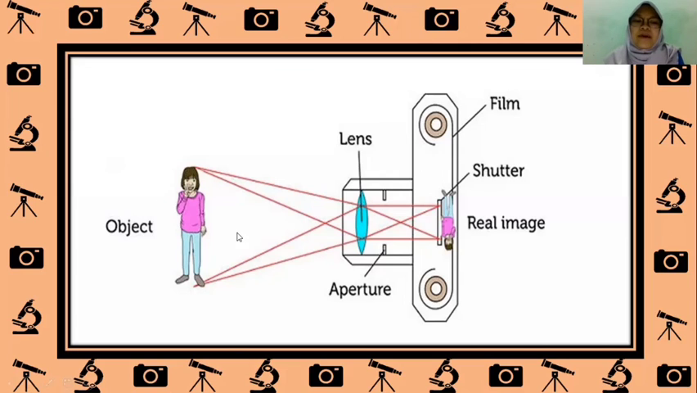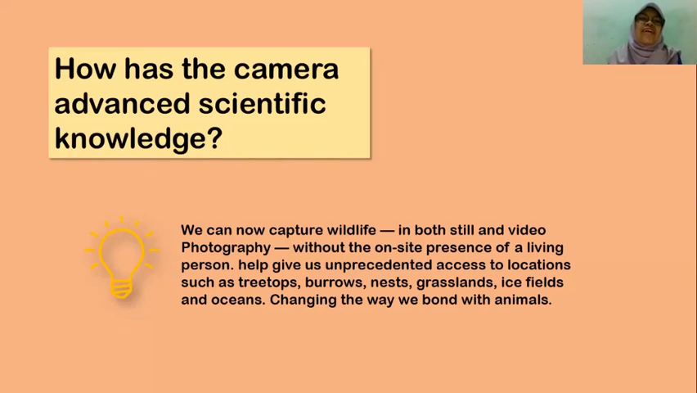Light passes through the lens at the front of the camera, and as light passes through the lens, it forms a reduced real image. So the image becomes smaller, and then the shutter controls the amount of light that actually strikes the film, and it stays open longer in dim light to let more light in. So yeah, this is how the camera has advanced scientific knowledge.